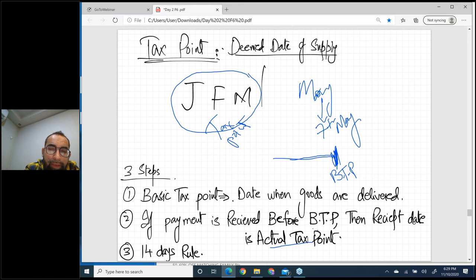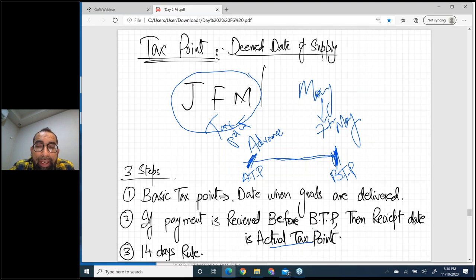For example, if you have received advance payment here, then for this advance payment, your ATP, your actual tax point, is the date when you receive the advance. But let us say, just assume we haven't received any advance, or we just received 50% advance. So 50% of the transaction has already been accounted for using ATP on the advance date.